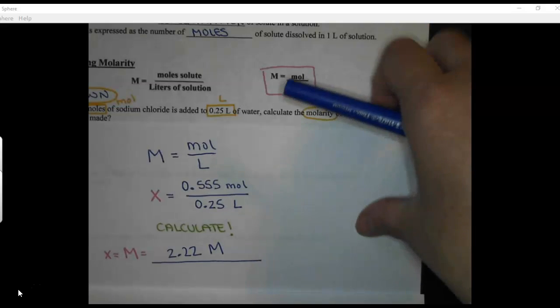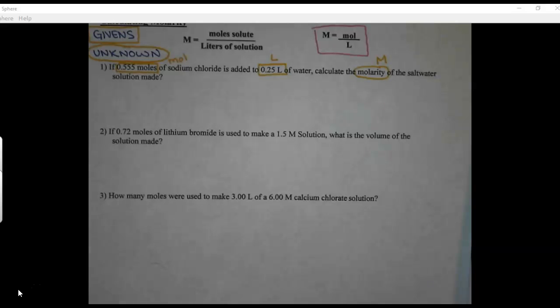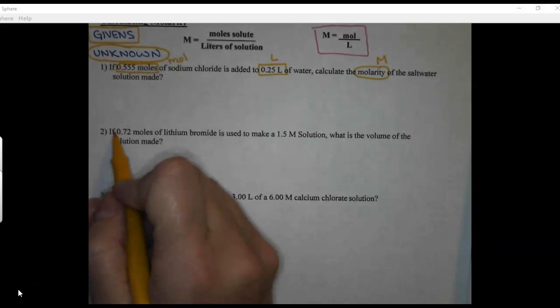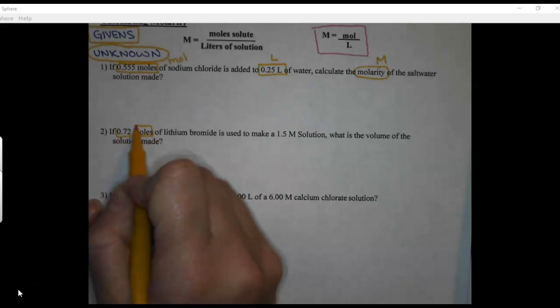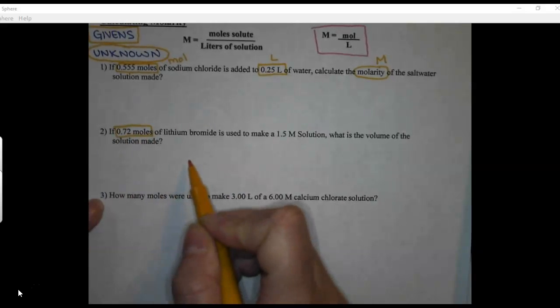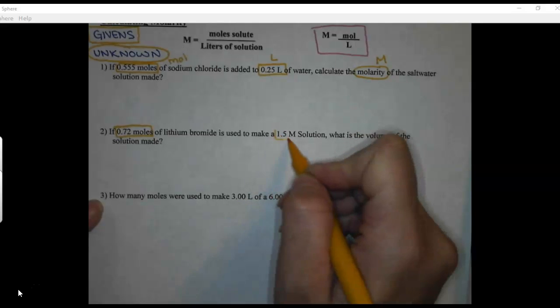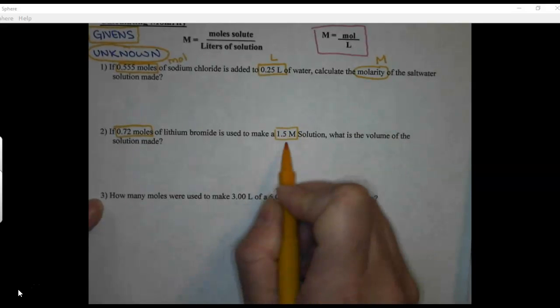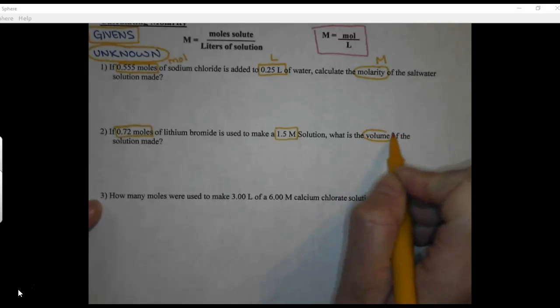Alright, let's look at question number 2 then. For question number 2, I'm going to box and circle. It says if 0.72 moles of lithium bromide is used to make a 1.5 M solution, which is 1.5 molar solution, what is the volume of the solution made?